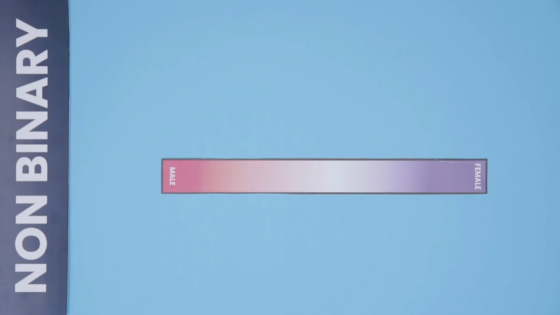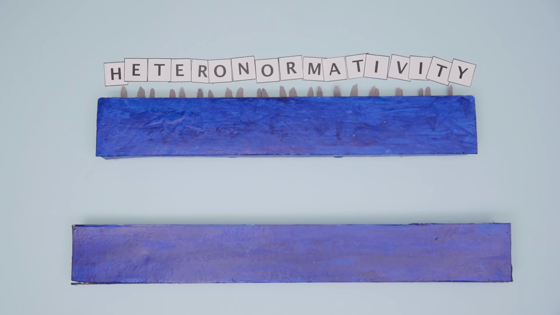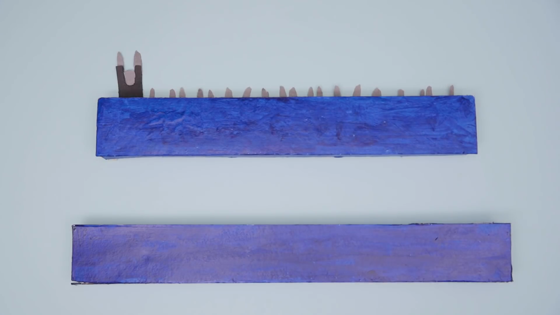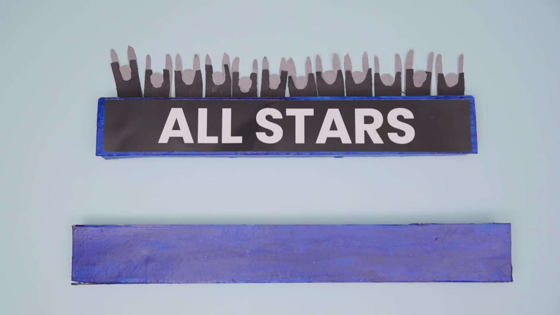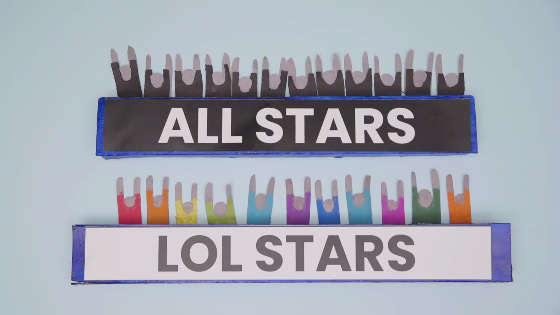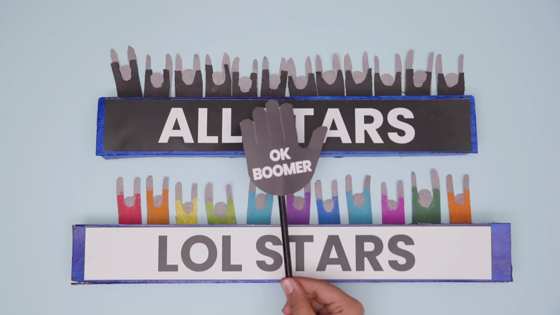Non-binary. This is a person who identifies as neither male nor female. This is sometimes shortened to NB or enby. Ab bolo goodbye to heteronormativity, which is the assumption that everyone is straight and that being straight is superior to all other sexualities. Okay, boomer.